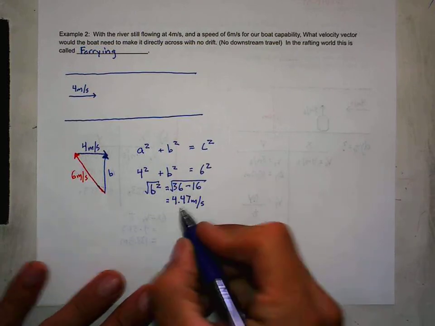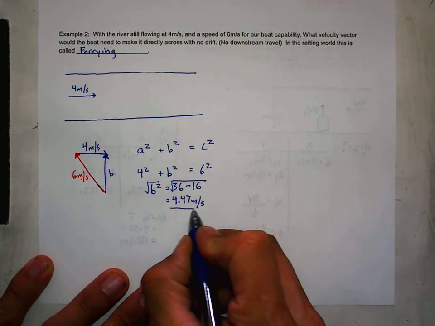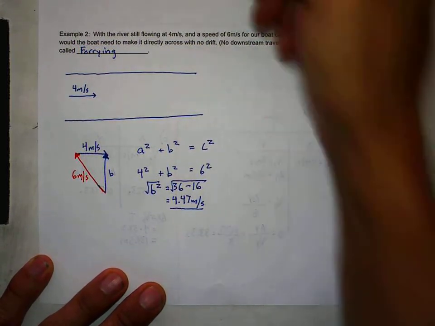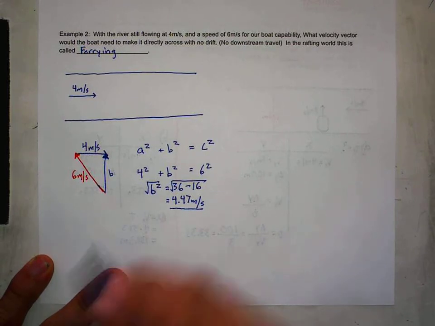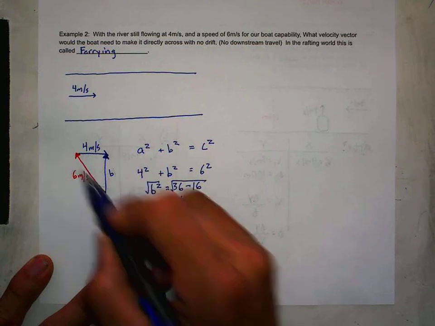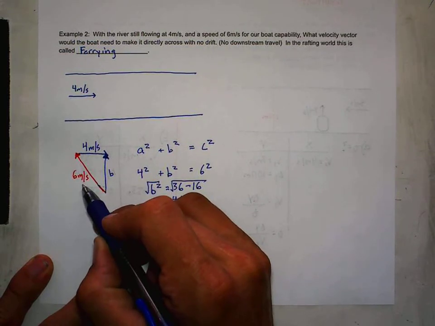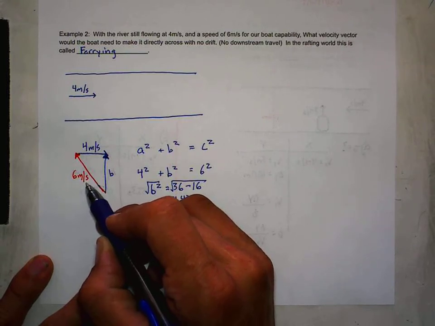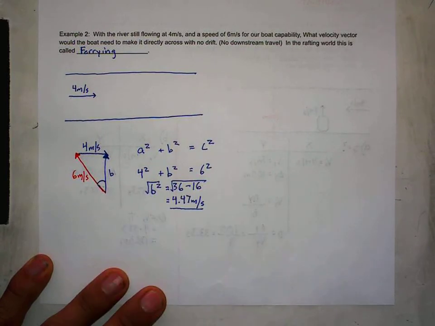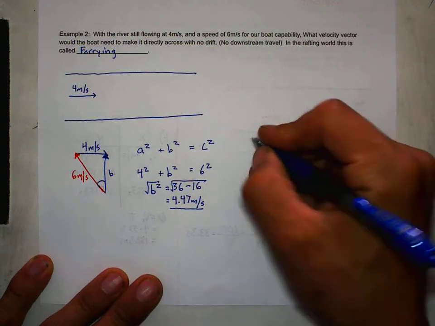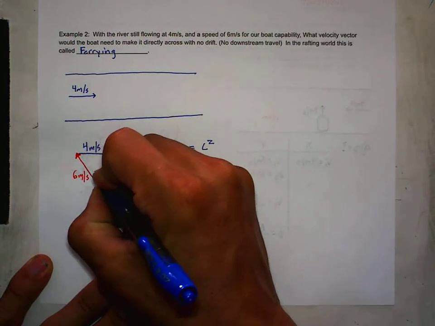So this is the velocity it's going to look like it is going as it's going across. The boat is actually going to have this velocity though. So it's actually going to be going 6 meters per second with respect to the water. Now this angle here, let's go and find that angle. We're going to call this theta.